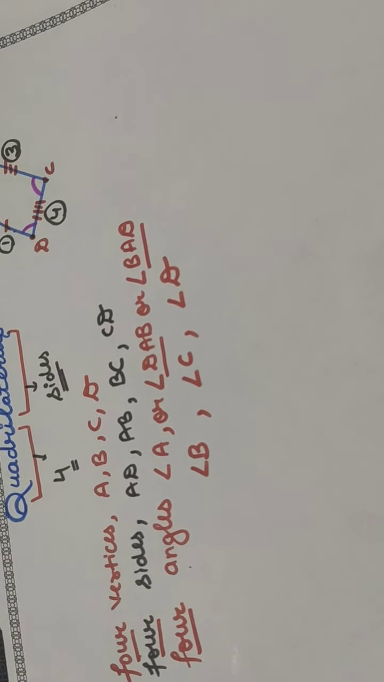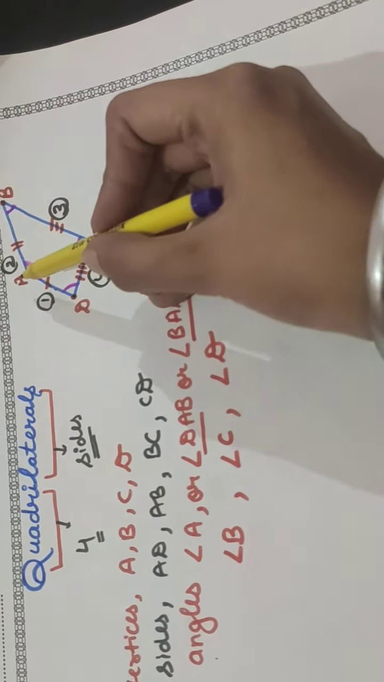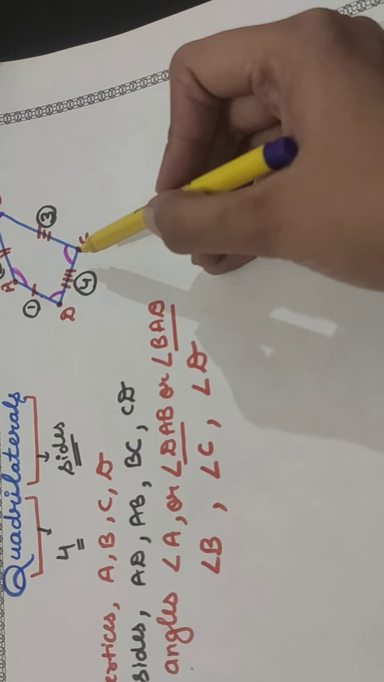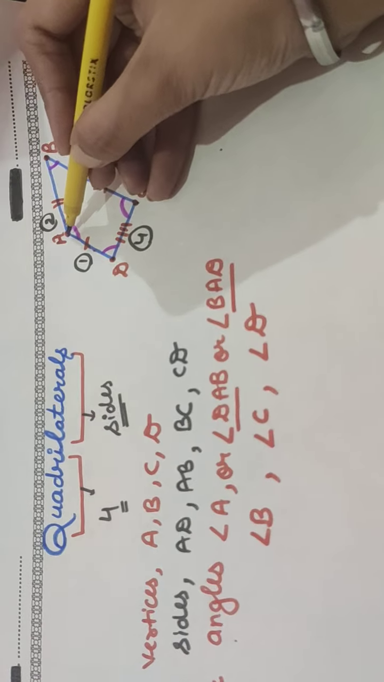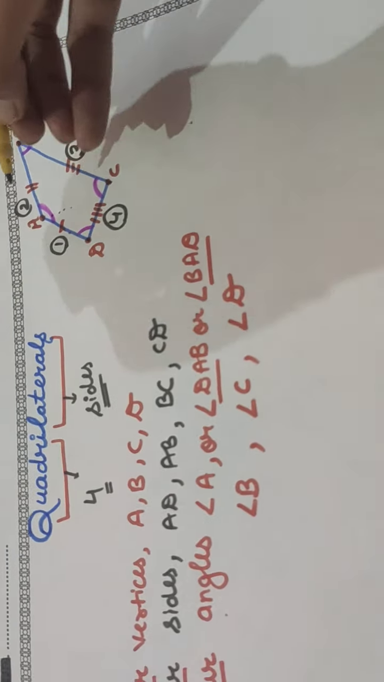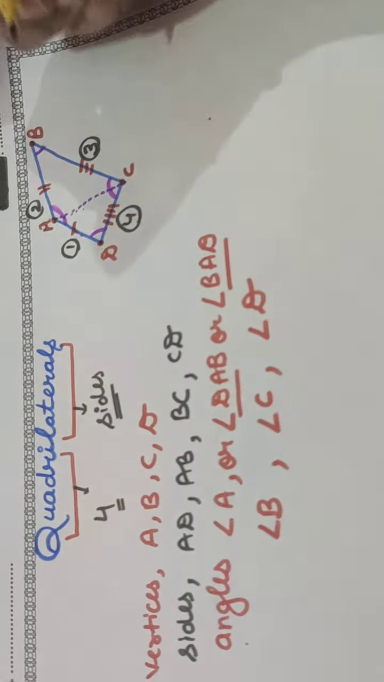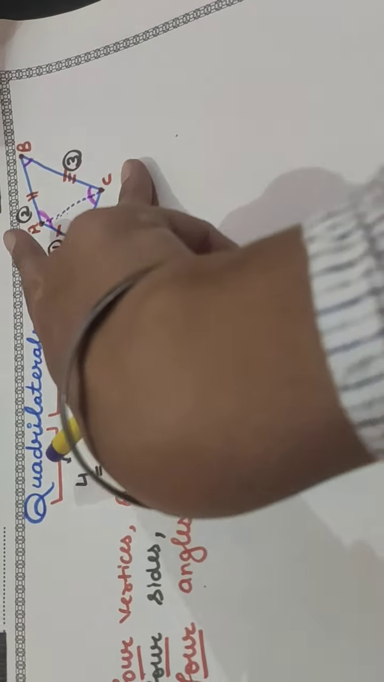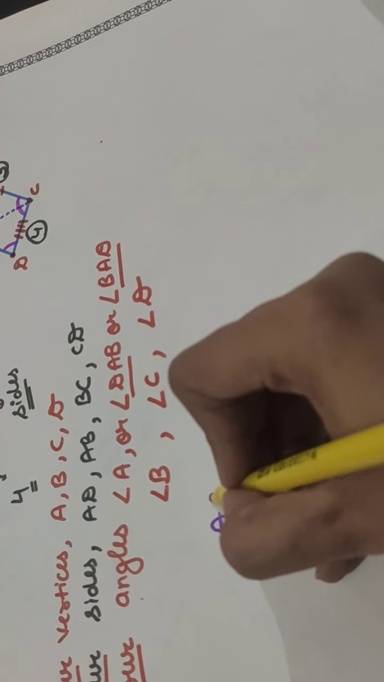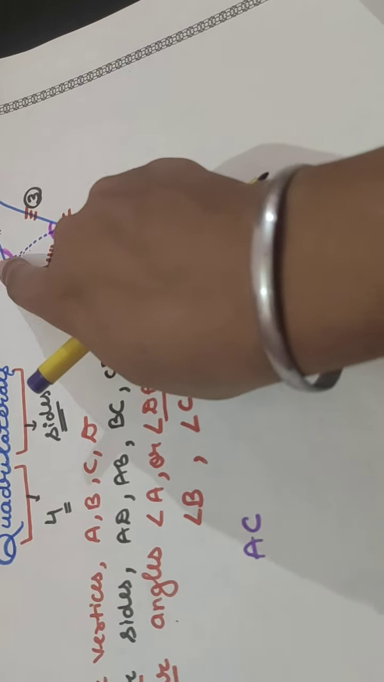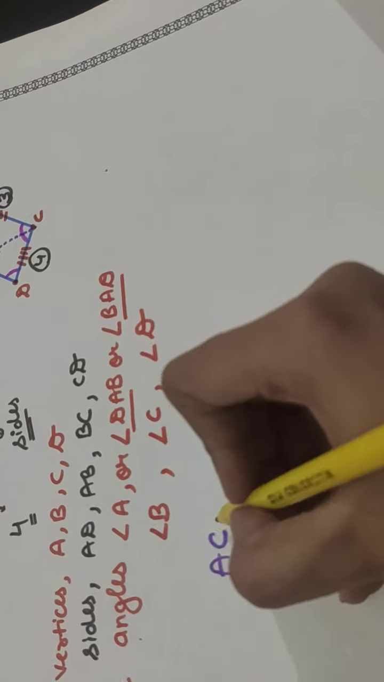And there is one more thing that you should know about the quadrilateral. See that, bacha, the vertex A and the vertex C. This vertex A and this vertex C are the opposite vertices, and the line segment joining the opposite vertices is known as the diagonal. A and C are opposite vertices, so this line AC, the line segment made by joining the opposite vertices, is known as the diagonal. So AC is the first diagonal.